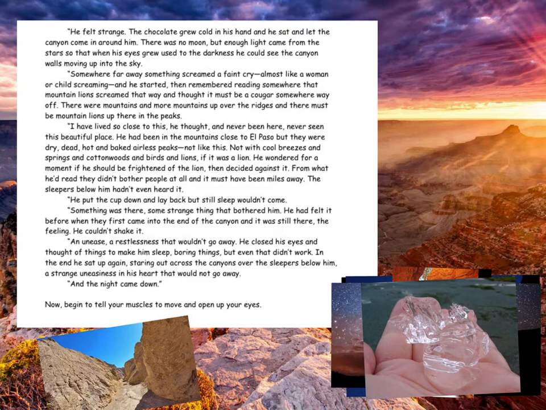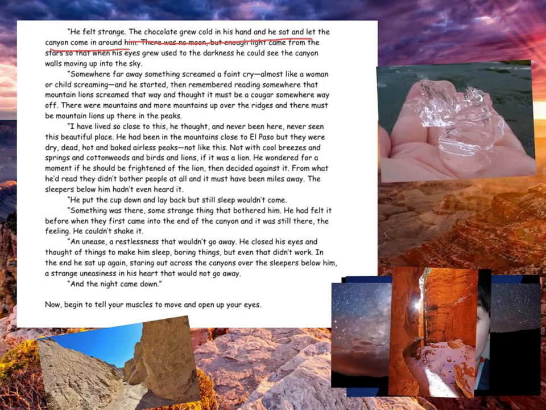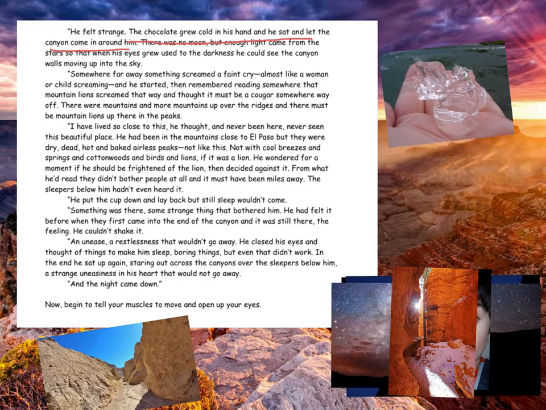So the first thing that I would like to highlight is the word choice here. The chocolate grew cold in his hand as he sat and let the canyon come in around him. I can visualize two things at this moment in the text. Number one, they said that the chocolate grew cold.